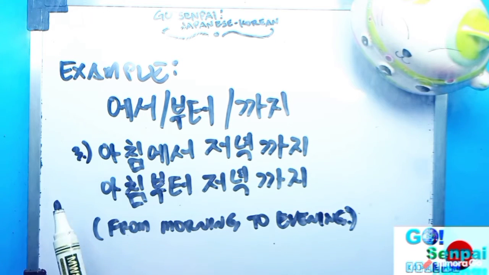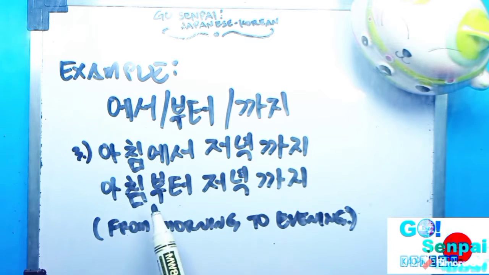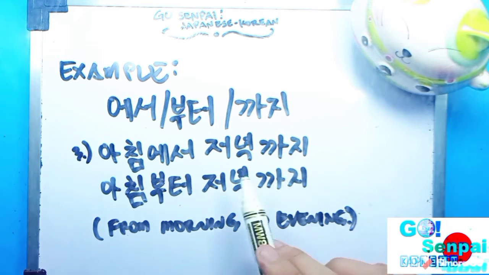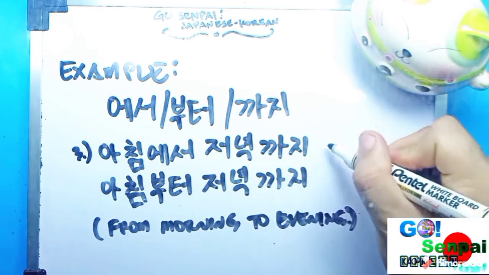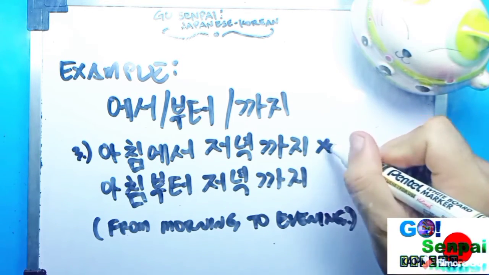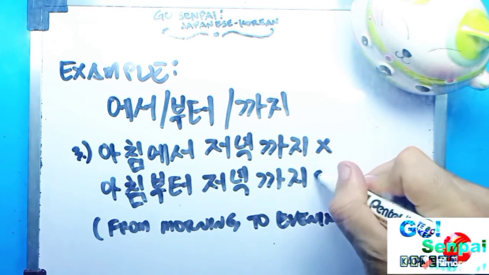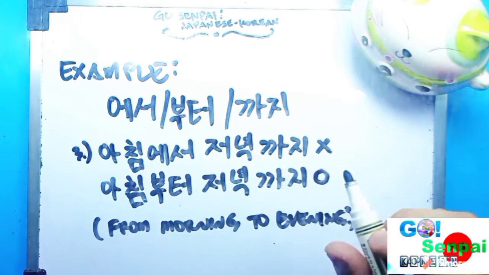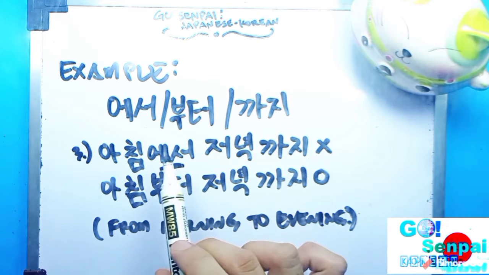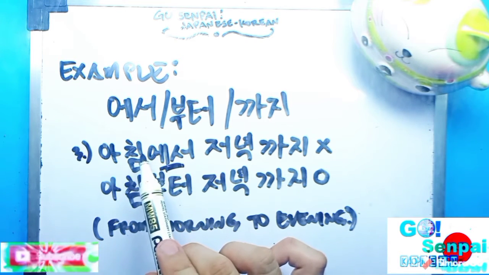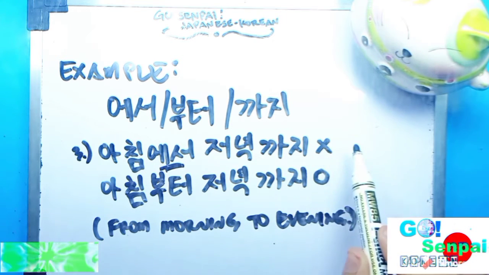Okay, so example 3, we have 아침에서 저녁까지, 아침부터 저녁까지. So 아침에서 저녁까지 is not right, not correct, while 아침부터 저녁까지 is correct. So we cannot use eso here because our noun is not a location, so that's why this is incorrect.